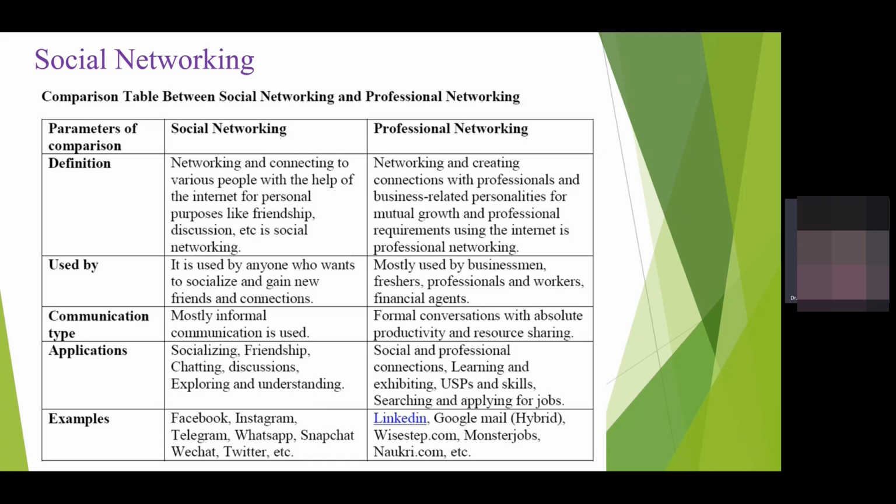Now, when you look at the applications, social networking is meant for socializing, friendship, chatting, discussion, exploring, and understanding. Whereas professional networking is meant for connecting with people, learning new things, searching and applying for jobs, and so on. Examples of social networking are Facebook, Instagram, Twitter, WhatsApp, Snapchat, WeChat, and so on. Whereas for professional networking, one of the best and easy to remember is LinkedIn, Naukri.com, monsterjobs.com.